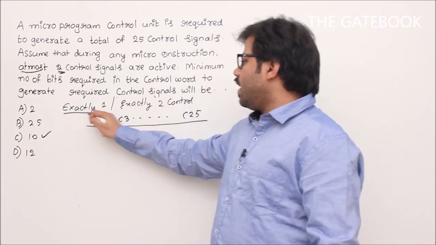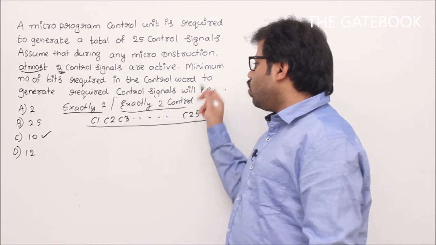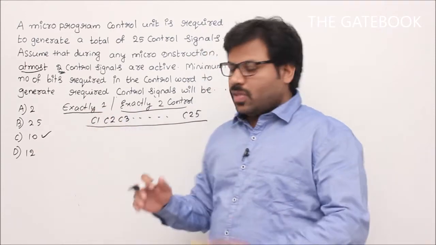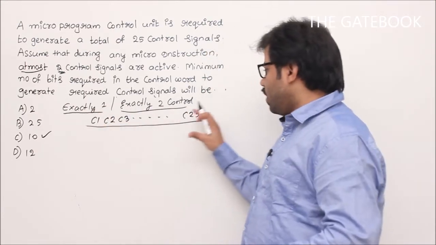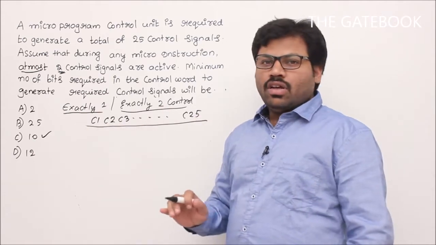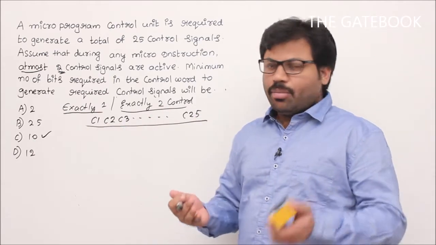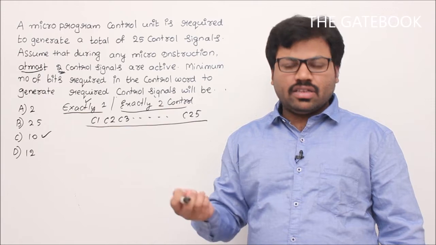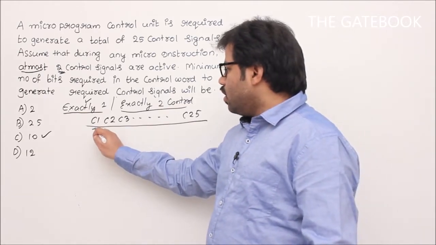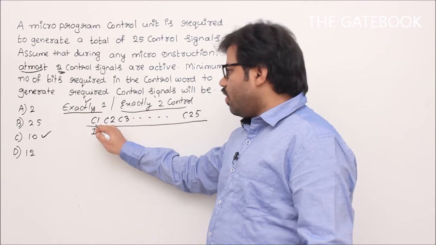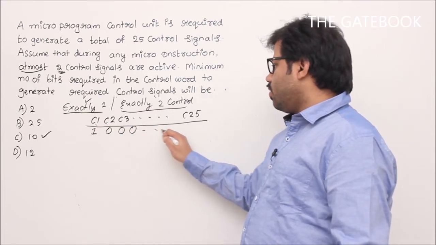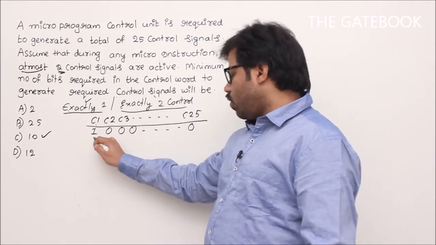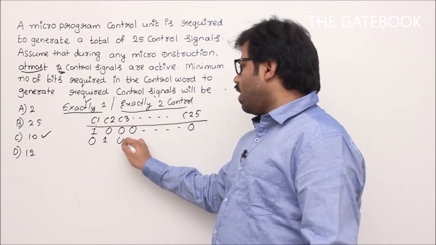So let me assume exactly one control signal or exactly two control signals. That means at most two control signals. Let us come to mathematics. You have 25 signals, C1 to C25. Before minimizing, how many different binary patterns are possible so that exactly one control signal is generated? To generate C1, all others are inactive. This is one pattern. Exactly one control signal active means 1 followed by all 24 zeros, or 0 1 followed by all zeros, in that way.